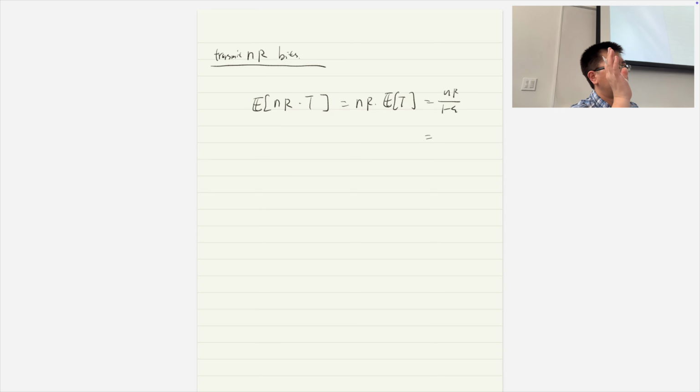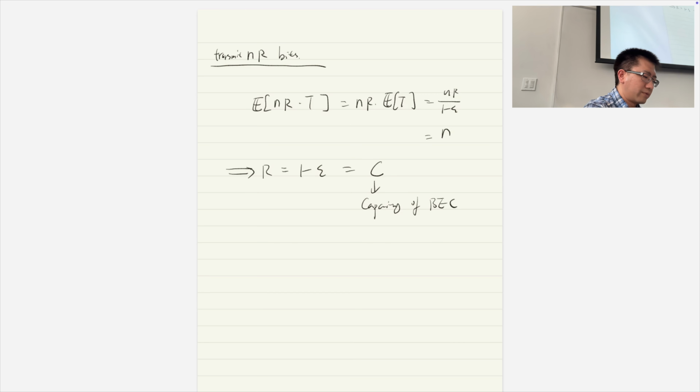And remember, if we want to transmit this number of bits using a fixed length code, it will result in n channel uses, which equals n basically. Now we can see R equals 1 minus epsilon, because this n and n canceled. Magically, this equals the feedback channel capacity. If you remember, we derived this channel capacity before. This is the channel capacity of BEC.